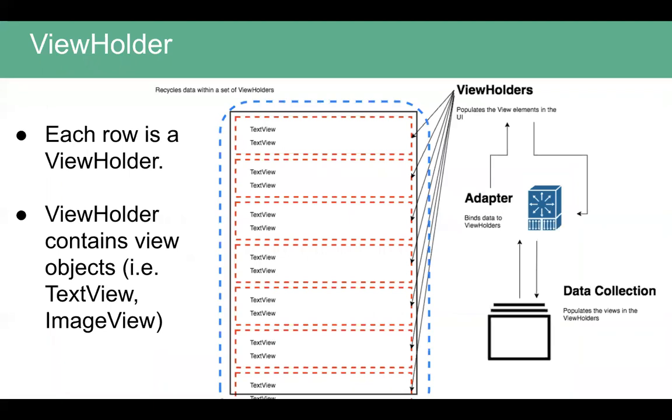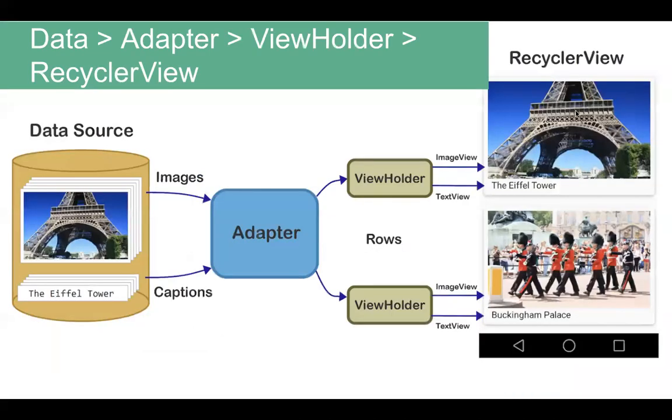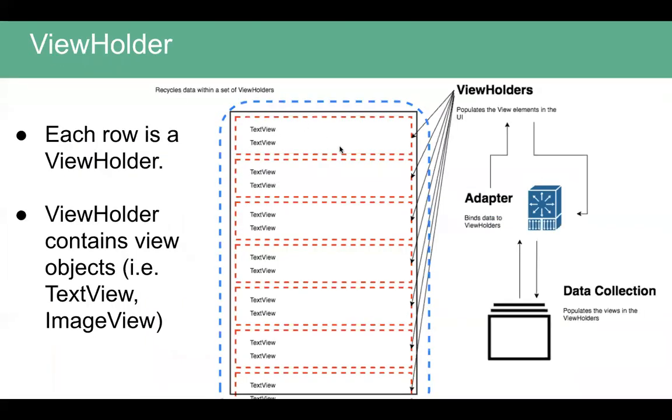So as I was trying to explain before, each row is a view holder and it acts as a unit. And the view holder contains view objects like text views and image views. So the layout which you inflated over here, which includes these two things, the image view and the text view, is shown as one unit in your recycler view as you scroll up.